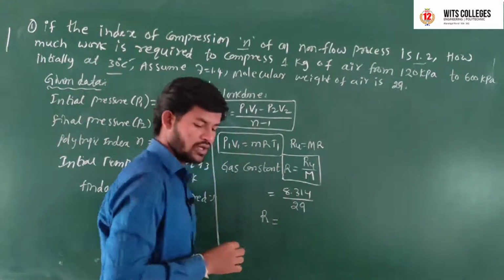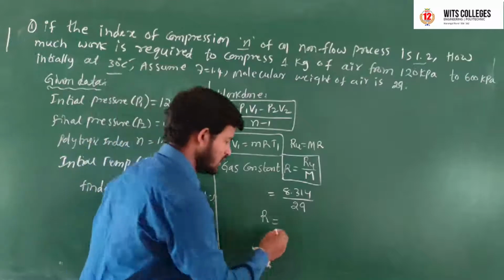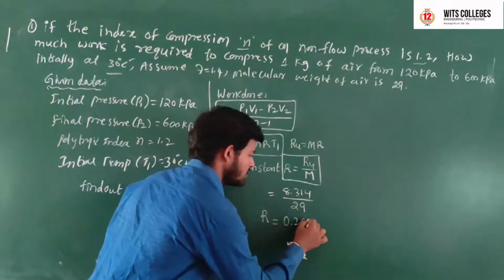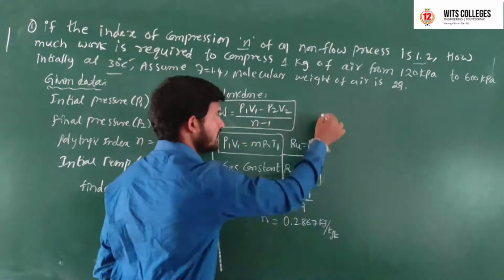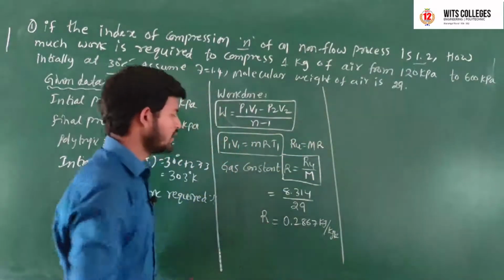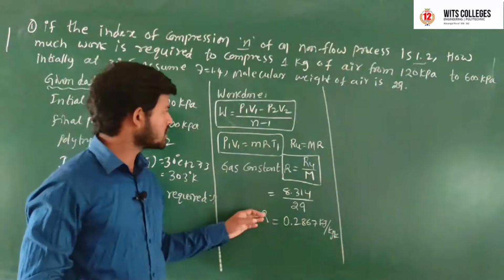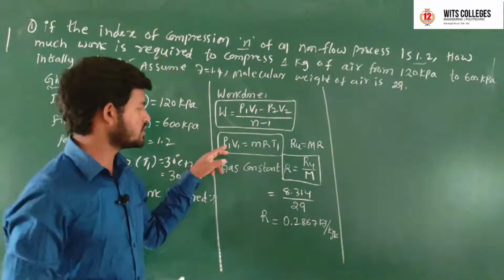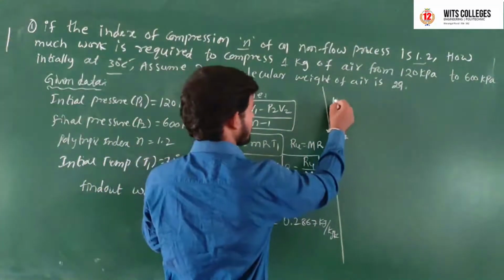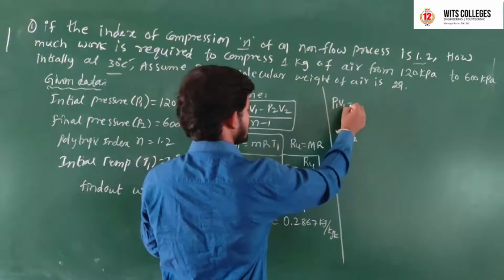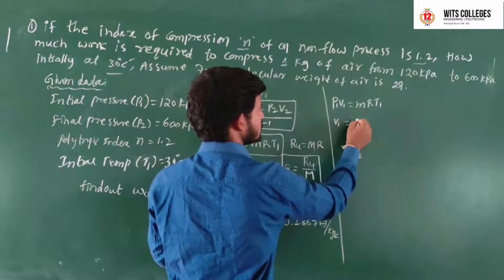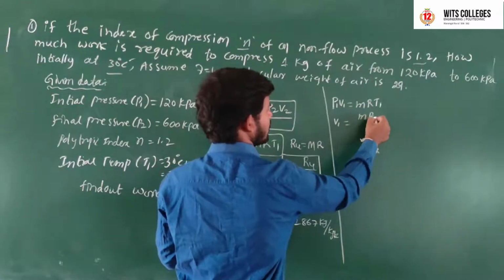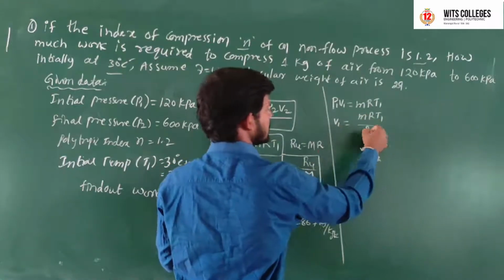In this we obtain R equals 0.2867 kilojoule per kg Kelvin. This is the R value obtained. All these values are substituted in the equation P1 V1 equals m R T1. From this, V1 equals m R T1 by P1.